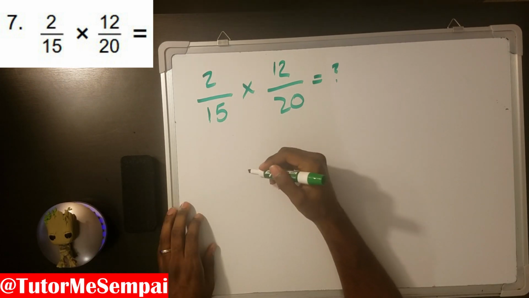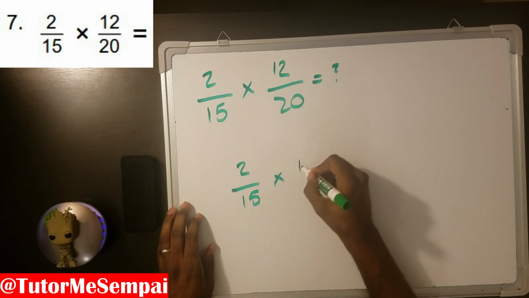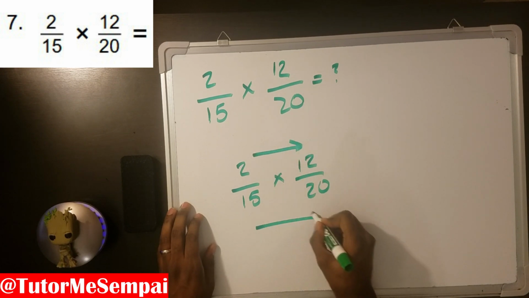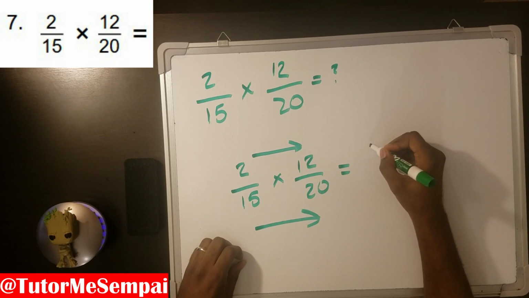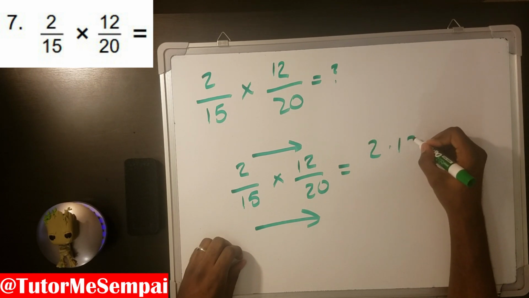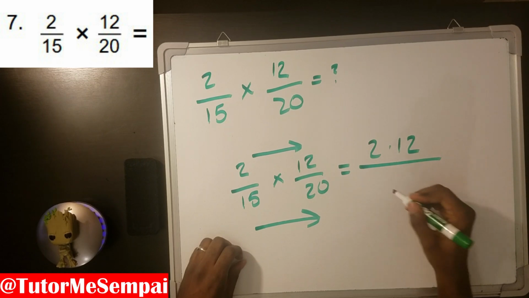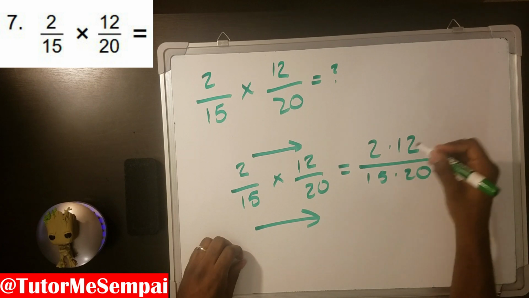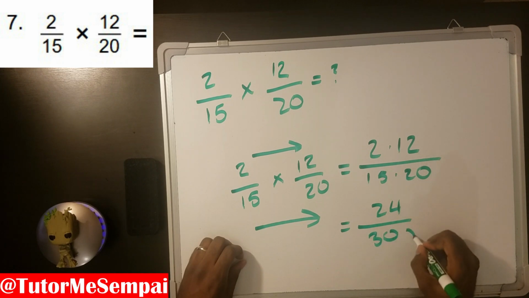So looking at our fractions for today, if you were going to multiply these, you would simply multiply across the tops and the bottoms. So when you multiply across the tops, you're going to get 2 times 12. And when you multiply across the bottoms, you're going to get 15 times 20. Now you can combine these to be 24 over 300.